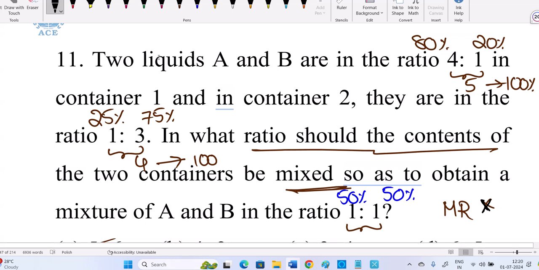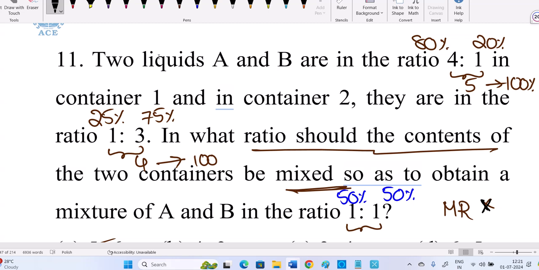If you are still not satisfied with this approach or anything, let me know. There are n number of methods. We can do this question with n number of methods. I can say the first container's total quantity is something called x. The second container's total quantity is something called y.